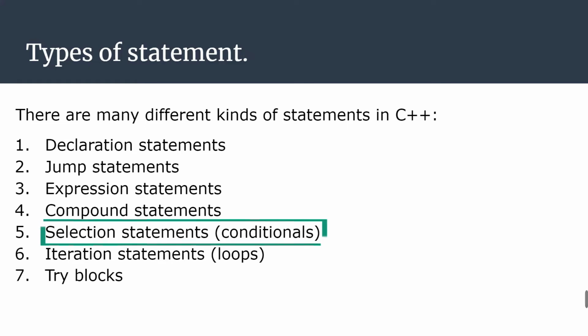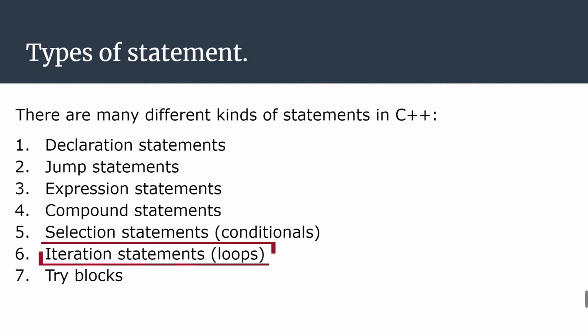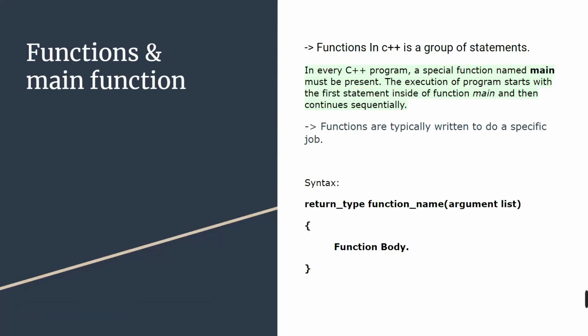Selection statements or conditional statements are the if-else statements which we have in our program to conditionally run any statement. Iteration statements are the loops. We have three types of loop in C++, that is for, while and do while. We're gonna cover these in future lessons. And there is also a try block that is used in exception handling in C++, which we're also gonna cover in this series.